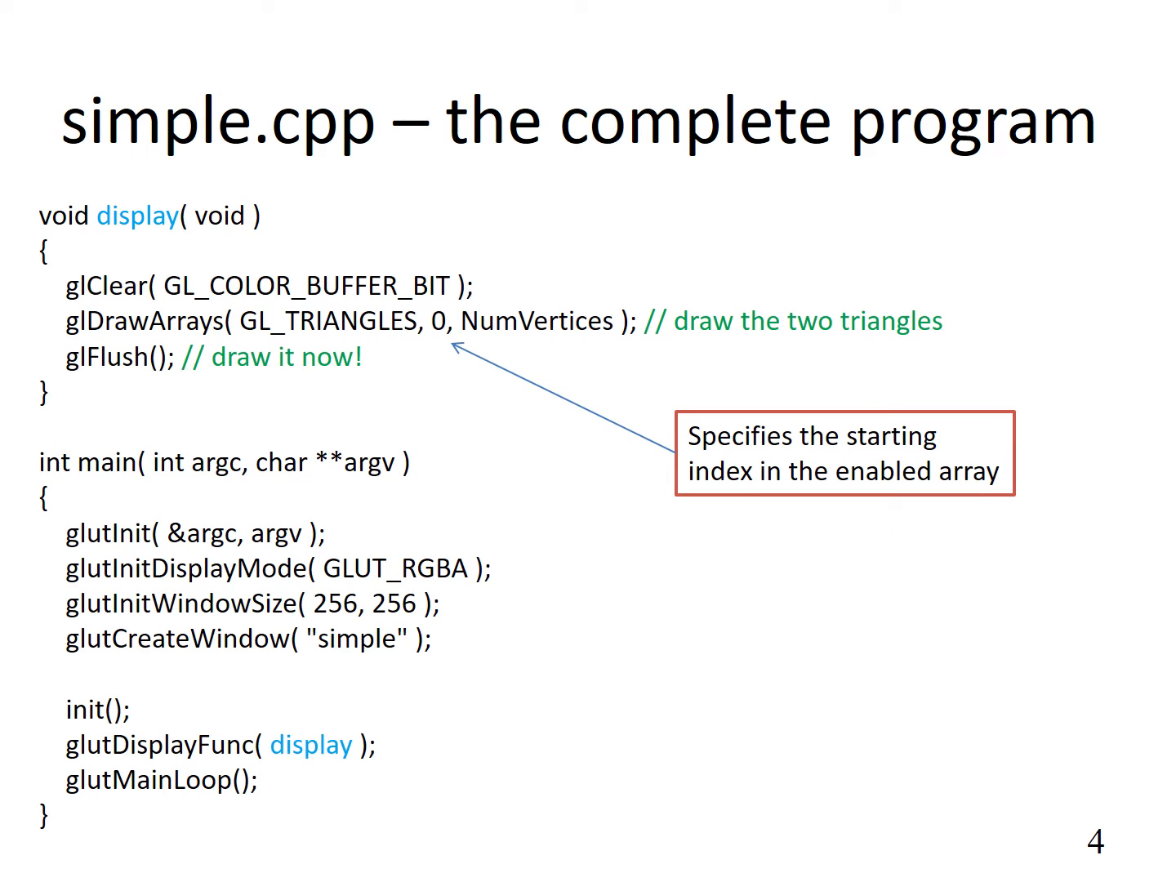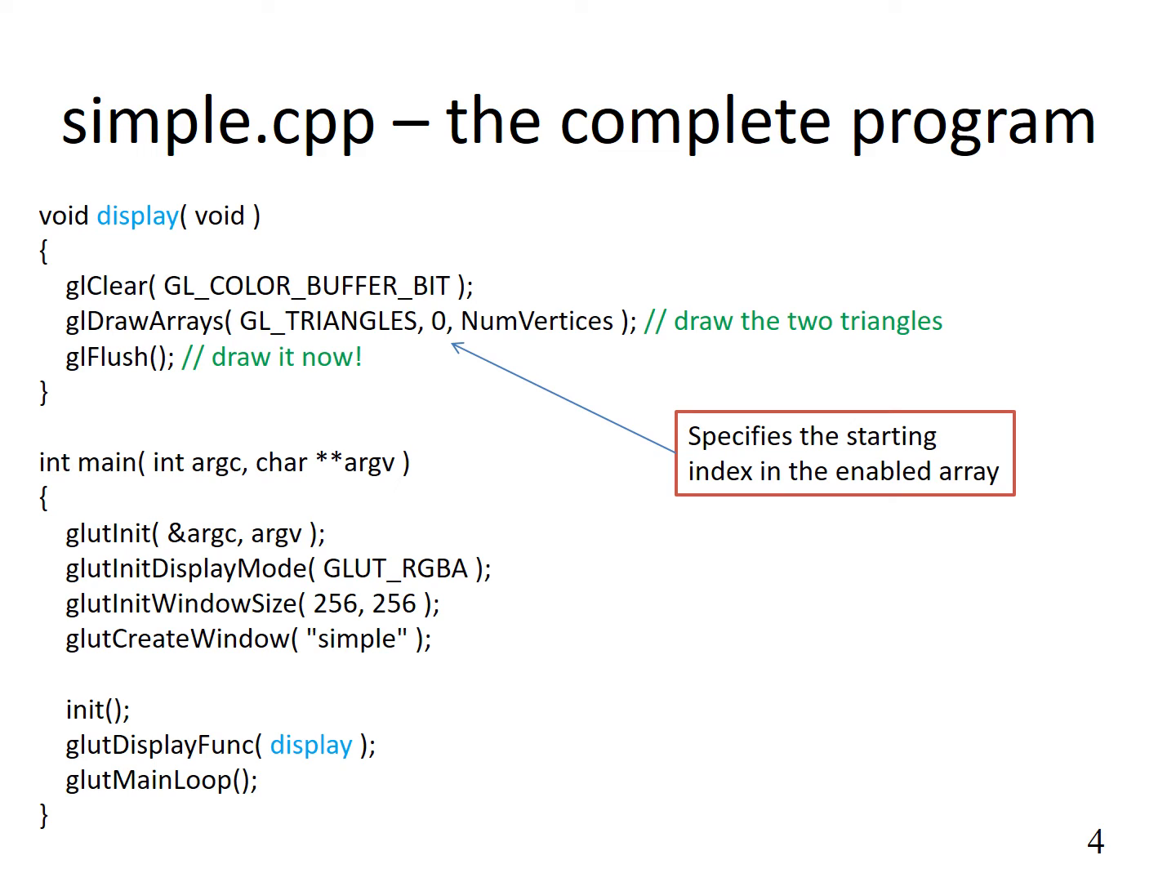After initialization, we are ready to define our display function, which is rather simple in this case. We clear the buffer, then tell OpenGL to draw the arrays as triangles, starting from the first index and drawing all 6 vertices. glFlush tells OpenGL to draw it now and to flush the buffers.